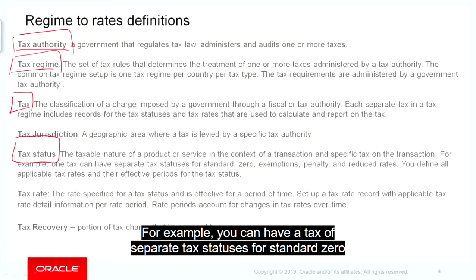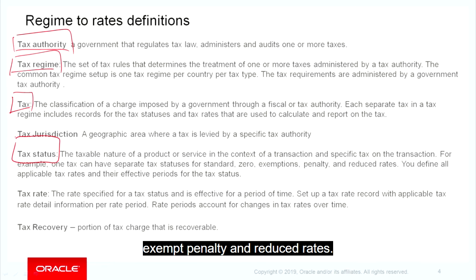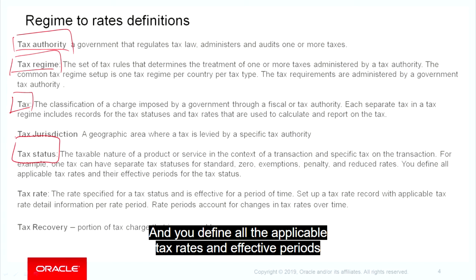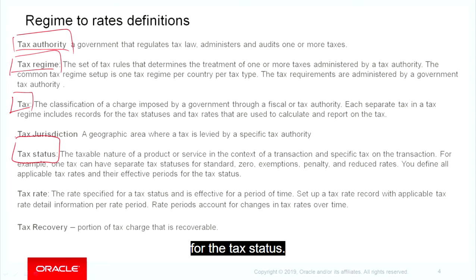For example, you can have separate tax statuses for standard, zero, exempt, penalty and reduced rates. And that's very typical in a VAT configuration. And you define all the applicable tax rates and effective periods for the tax status.